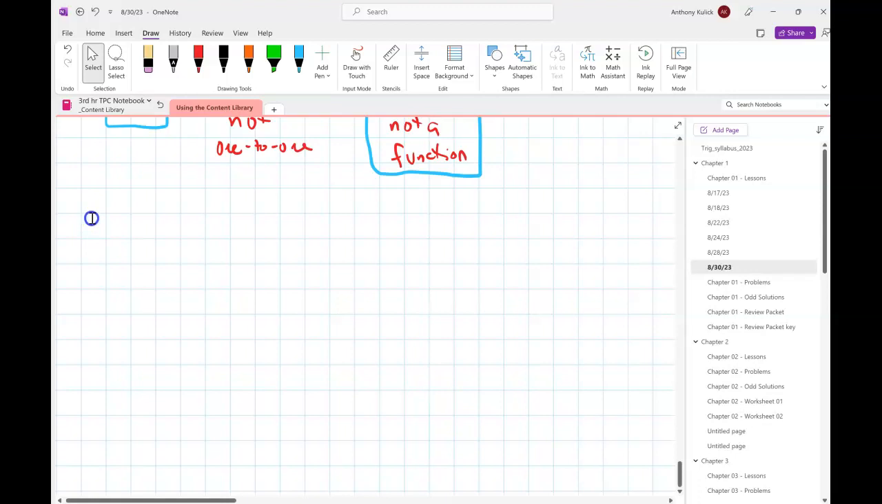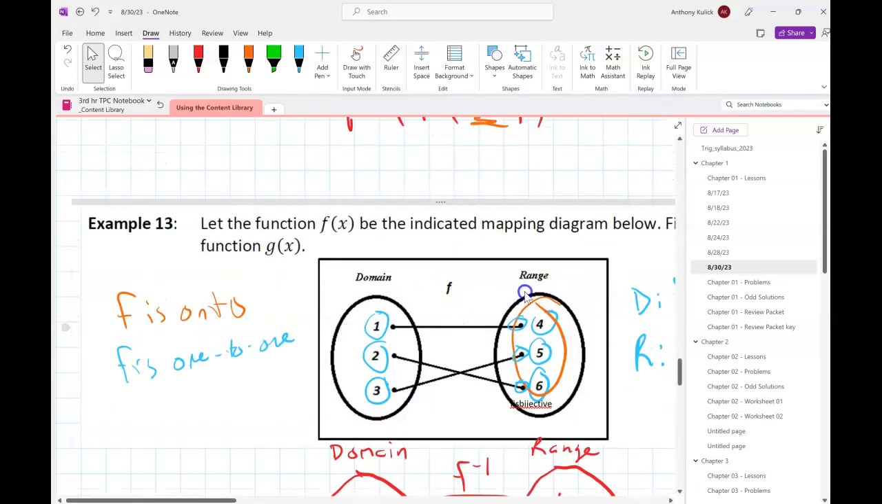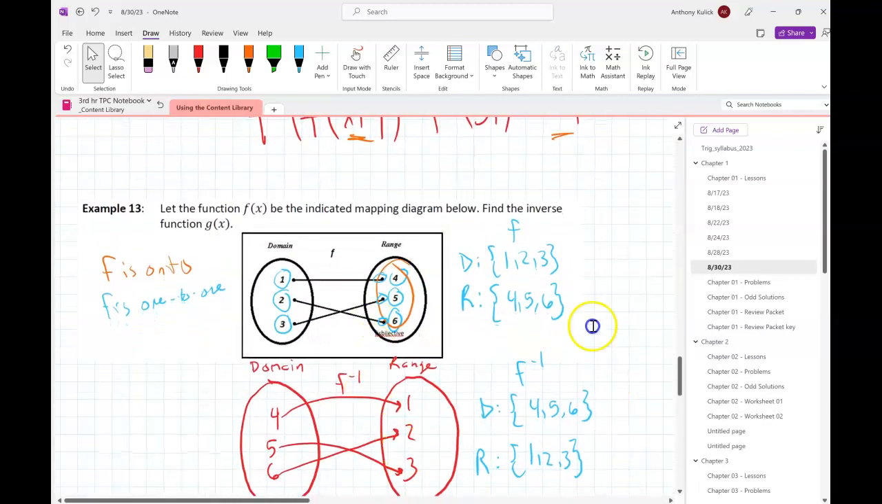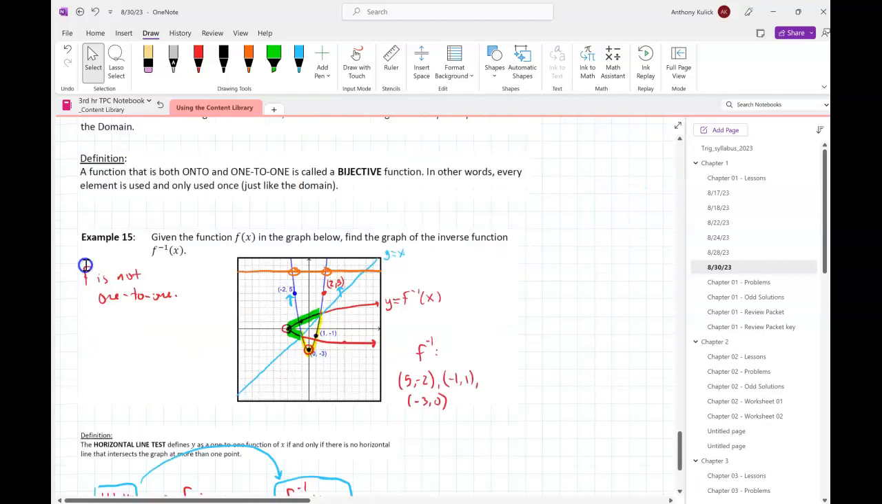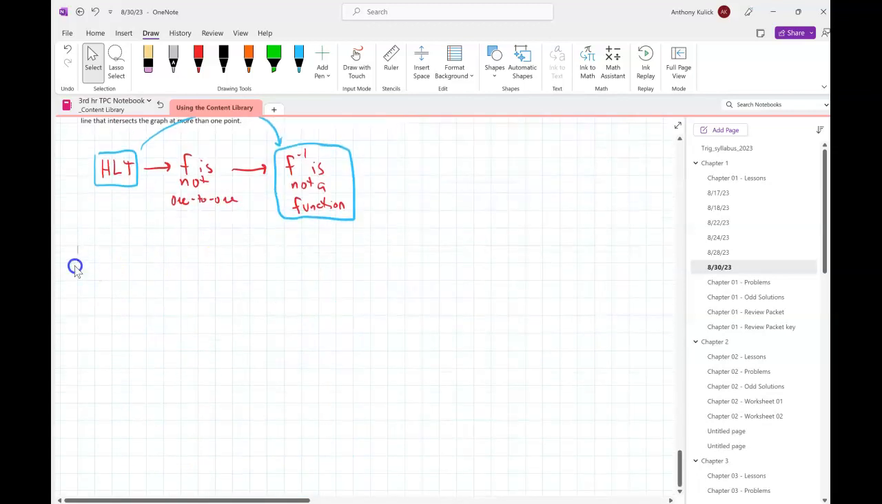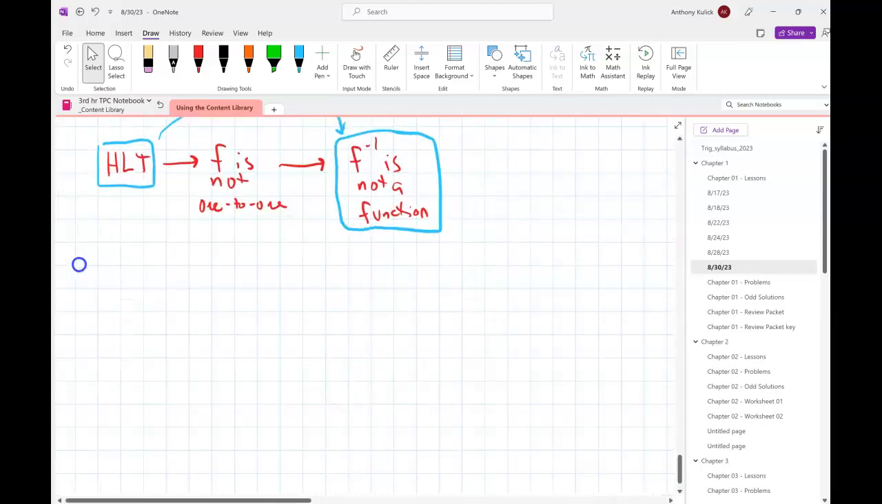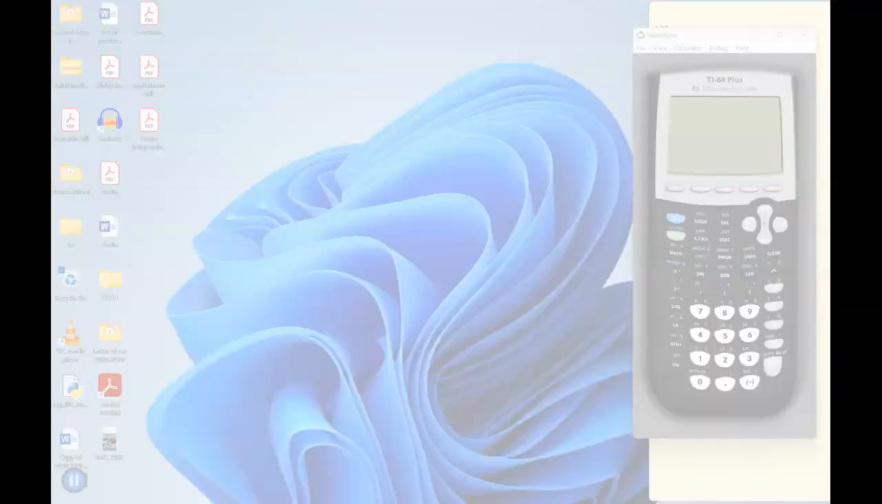So we've looked at how to find inverses if you're given a mapping diagram, right? That was easy. We've looked at finding inverses if you're given a set of ordered pairs. That was pretty easy. We looked at finding inverses if you're given a graph. Again, that wasn't too bad. What representation for a function haven't we done this for yet? Equation. So let's look at finding the inverse for an equation.